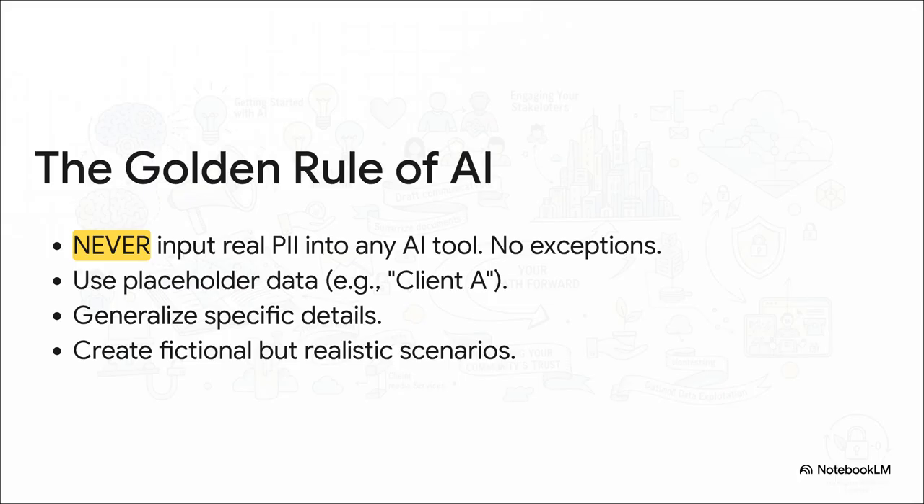Which, of course, brought us to the golden rule of AI. Honestly, if you take one thing away from this entire tutorial, let it be this. Never input real PII into any public AI tool, ever. No exceptions. Instead, you learned those really smart techniques: using placeholders, generalizing the details, and creating fictional but realistic scenarios to protect privacy completely.